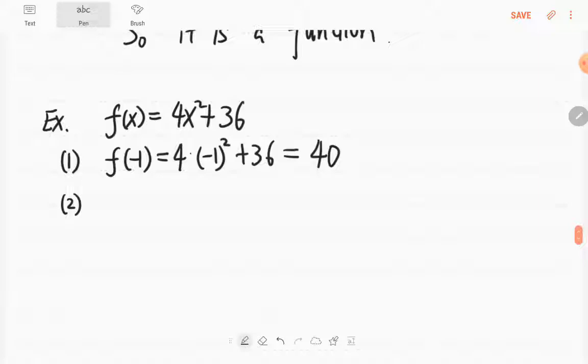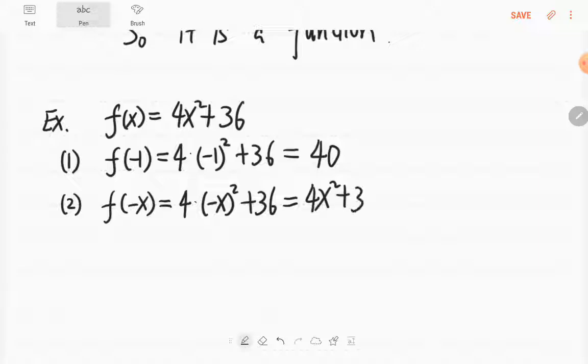Two, f of -x. Now our input is -x, so you replace x with -x. So it's 4 times (-x) squared plus 36. So this is 4x squared plus 36. This is the output for -x.